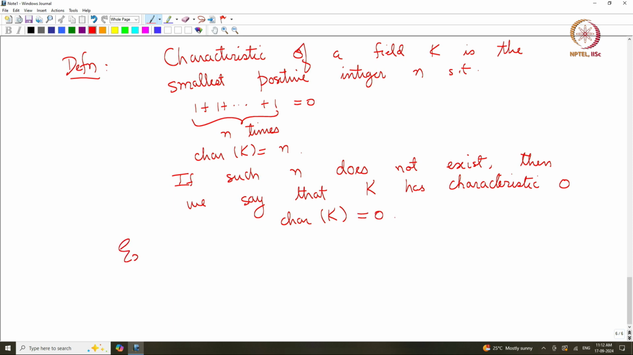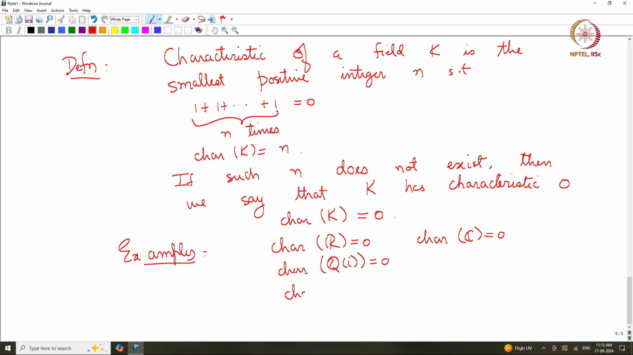Okay. So, again to give you examples, the characteristic of real numbers is 0, the characteristic of complex numbers is also 0, the characteristic of Gaussian integers or Gaussian numbers is also 0, the characteristic of Z mod pZ is p. Okay. So, it is positive characteristic.